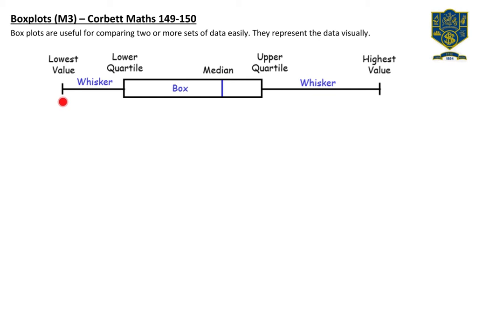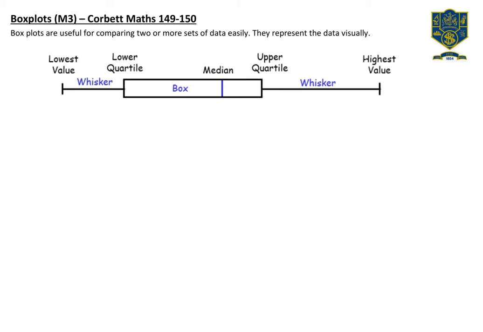We need to locate the lowest value and the lower quartile, the median or the middle value, the upper quartile, and the largest value. This is good for identifying outliers and to see how closely packed the data is. Just by looking at this box plot, we can see that this 25% of the data is very close together, whereas between the upper quartile and the highest value, which again is a quarter of the data, is quite spread out.